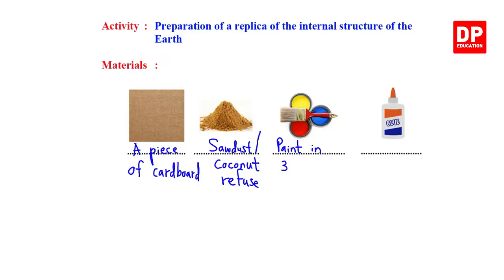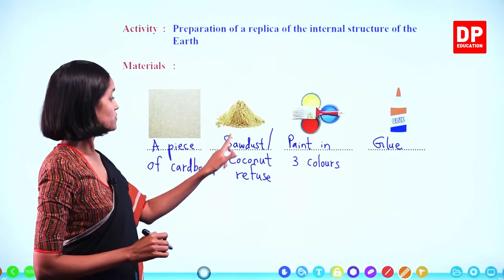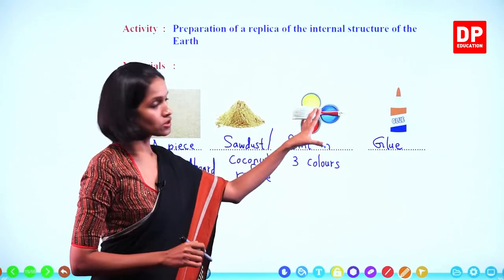Paint in three colors and glue. You need a piece of cardboard, sawdust or coconut refuse, and paint in three colors or glue.